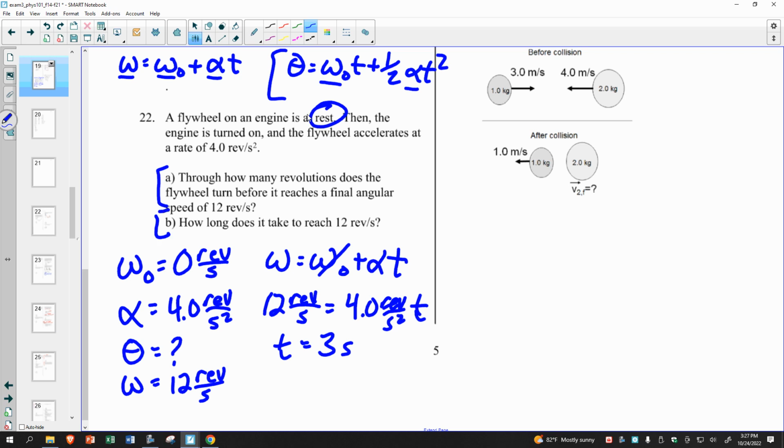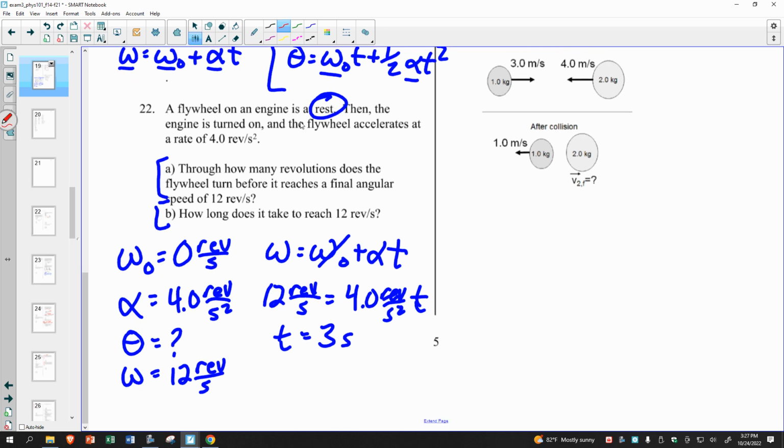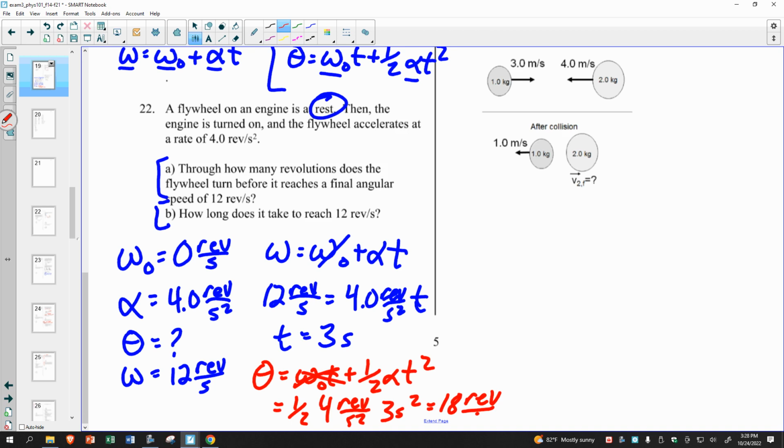So I listed them out of order so you could think about, well, what is it that I know and what do I need to know? And then I want to find out what is theta. So that's omega naught t plus 1/2 alpha t squared. Omega naught is 0, so that term just goes away. And so I get 1/2 of alpha, 4 revolutions per second squared, times 3 seconds squared. That's 18 revolutions.